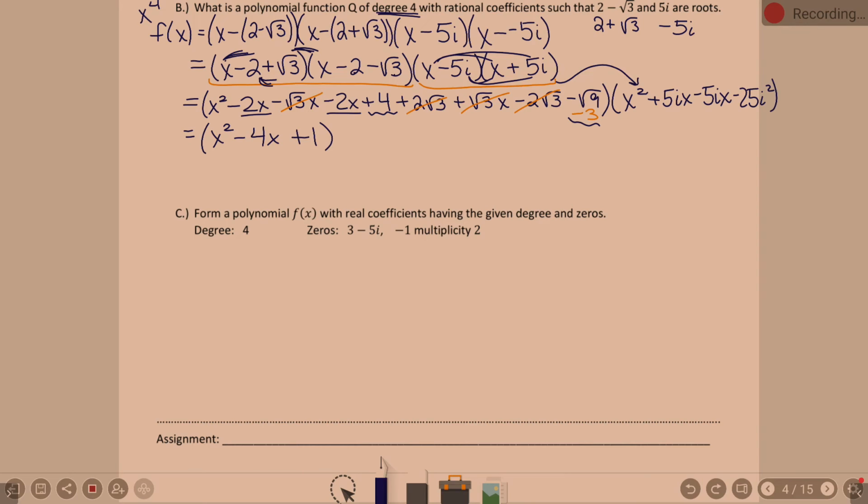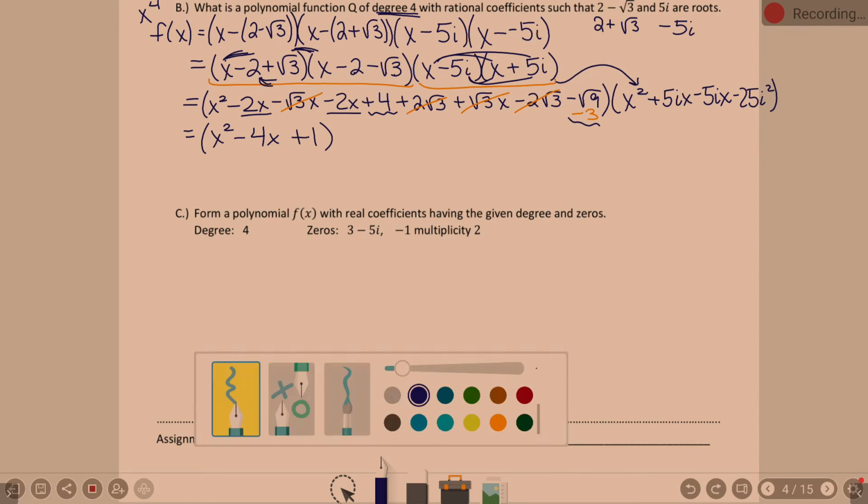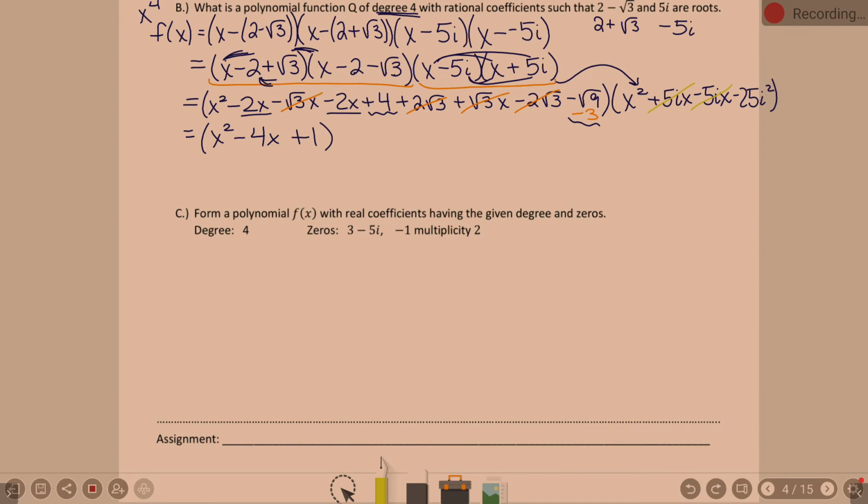Clean up this other one too, right? 5ix minus 5ix will cancel. What do we know about 25i squared? Yeah, i squared is negative 1. And so that's going to become, instead of minus 25i squared, plus 25. And so I'm going to have x squared plus 25.